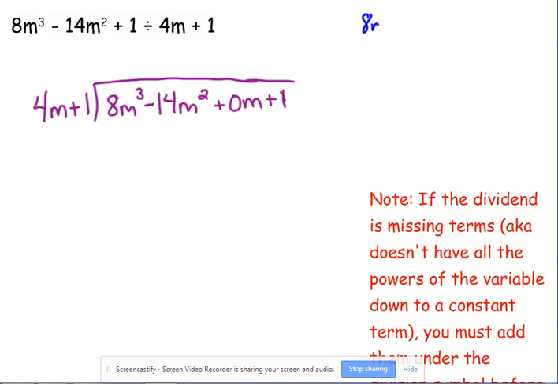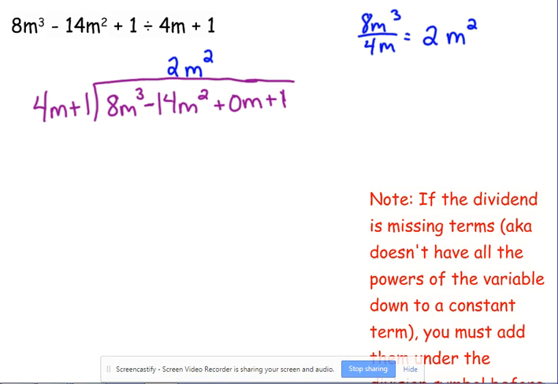Good. 8m cubed divided by 4m. 8 divided by 4 is 2. M cubed divided by m is m squared. So line it up, please. Please put it over the m squared term. It's going to make your life easier if you line it up. All right. So now we multiply by the 4m plus 1.